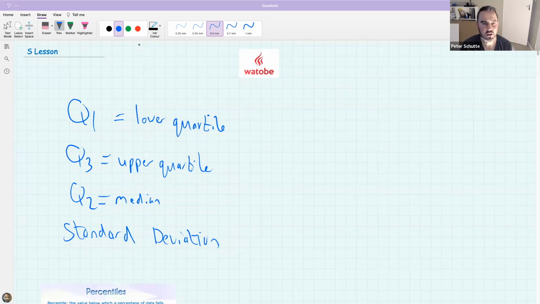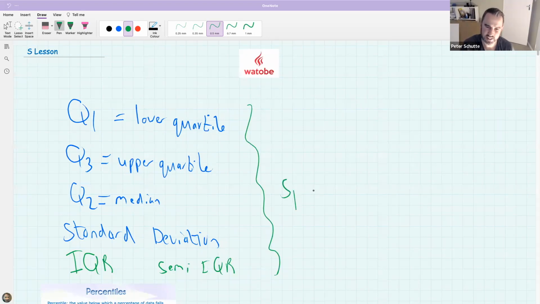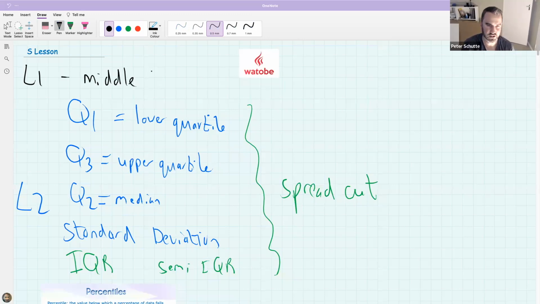Okay, now the last lesson was really about summarizing. We did the IQR, the interquartile range, and we also did the semi-interquartile range. So the last lesson was all about how to measure how spread out a data set is. That was lesson 2 in the series. Lesson 1 was all about where is the middle of the data, and we spoke about measures of central tendency. So that was lesson 1.